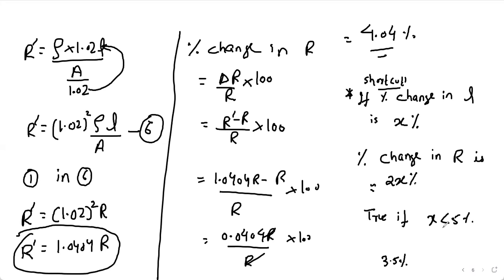So can it be exactly 5%? Yeah, then it's around 10%. But remember, as you keep increasing the value of x, the error keeps increasing. Like the exact value is 4.04%, but when you calculate with this formula, it comes out to be 4%. So you have an error of 0.04%. Okay, so done. The next type of questions we can get on resistance and resistivity is this.